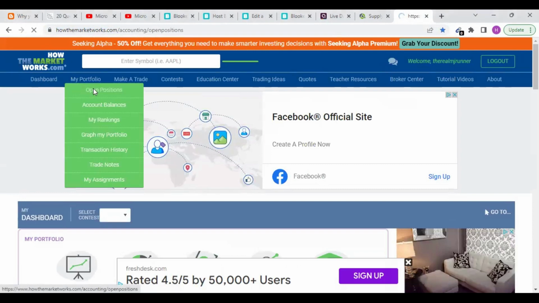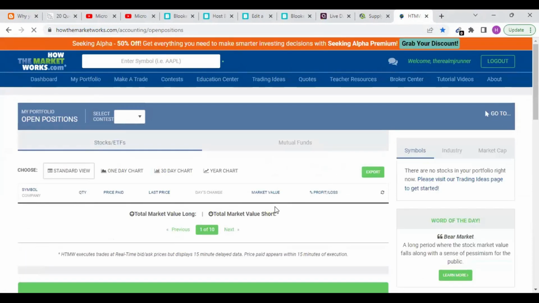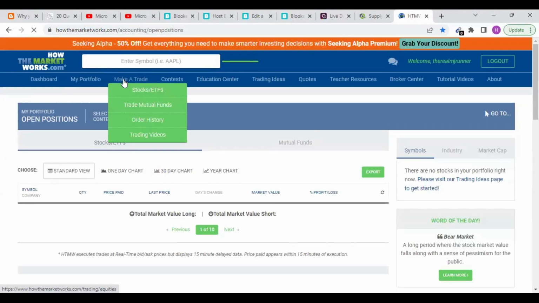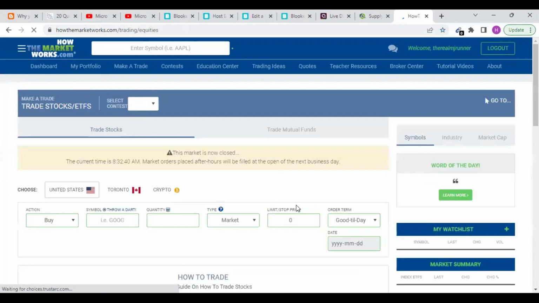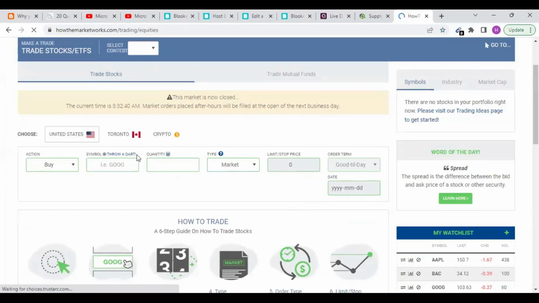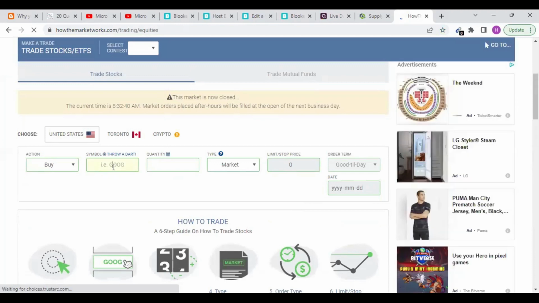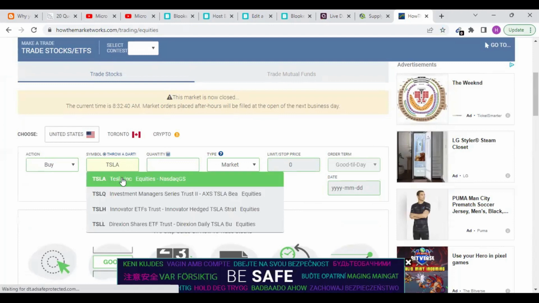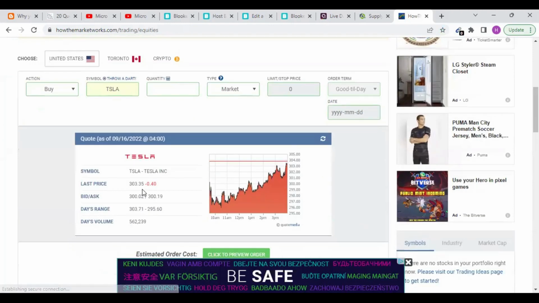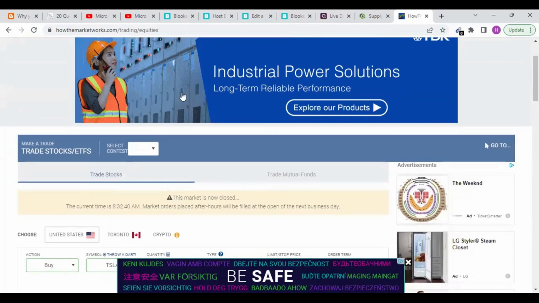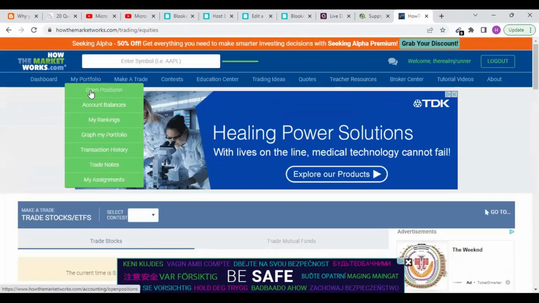So for my account here, it's a good intro to the stock market. It's like the BP game, but you buy stocks. So let's say I want to buy Tesla. Tesla here, the price is 303.35. Let's say, how much money do I have in my account? This is a fake account here.